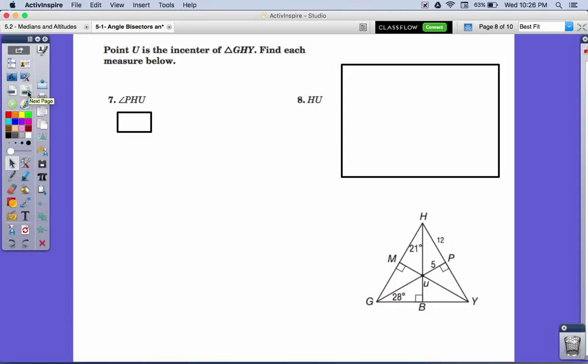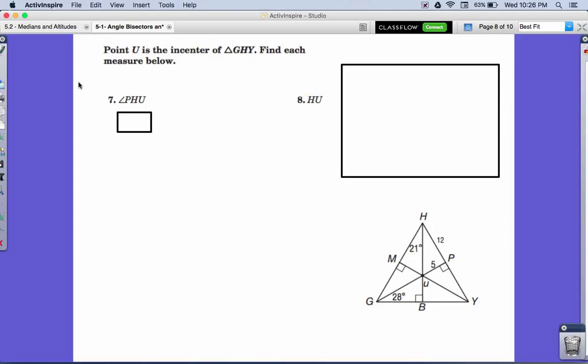Alright, so point U is the incenter of triangle GHY. So we're asked to find each measure below. So first I'm asked to find the measure of PHU. And if this is the incenter, that means that these are all angle bisectors, which means that if I know that MHU is 21, then I know that PHU is also going to be 21.